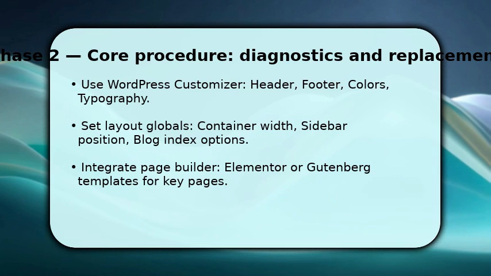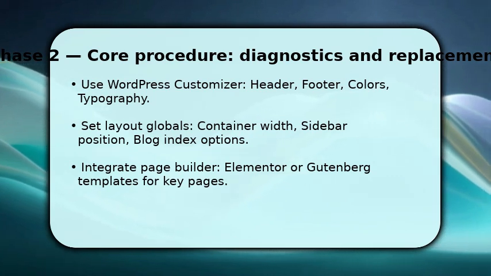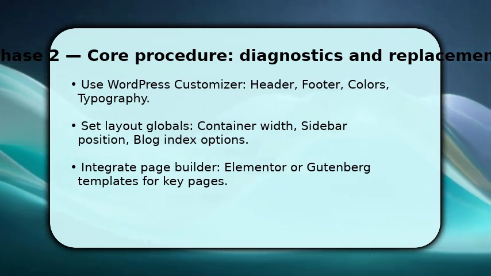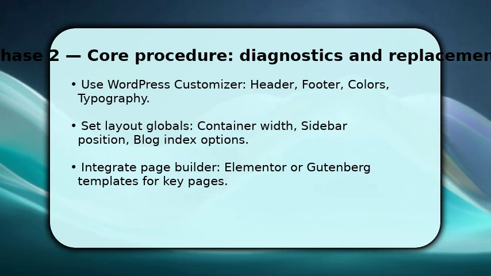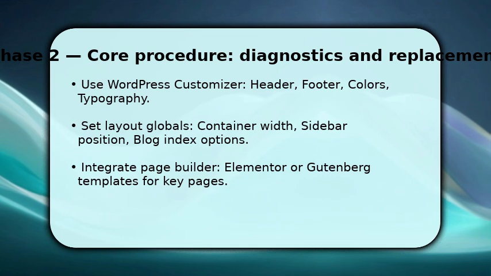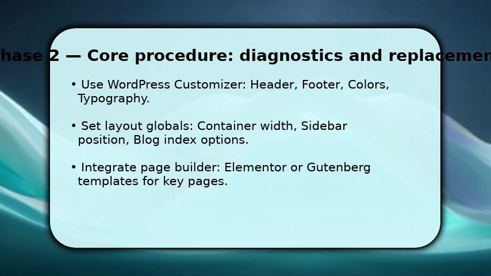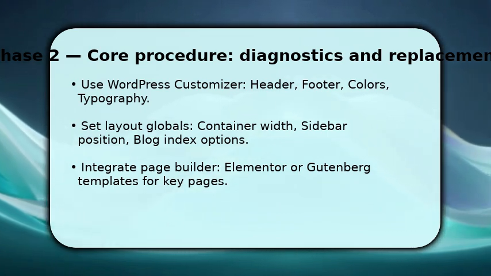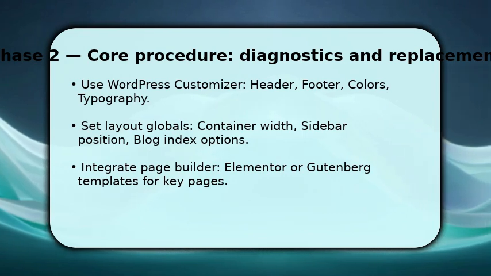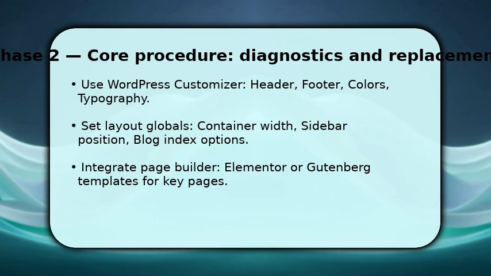Then, integrate your page builder of choice. With Elementor, import Astra's custom templates and replace demo content section by section. Once you replace core content, test responsive breakpoints and tweak spacing. This prevents layout shifts on phones and tablets while keeping design predictable.